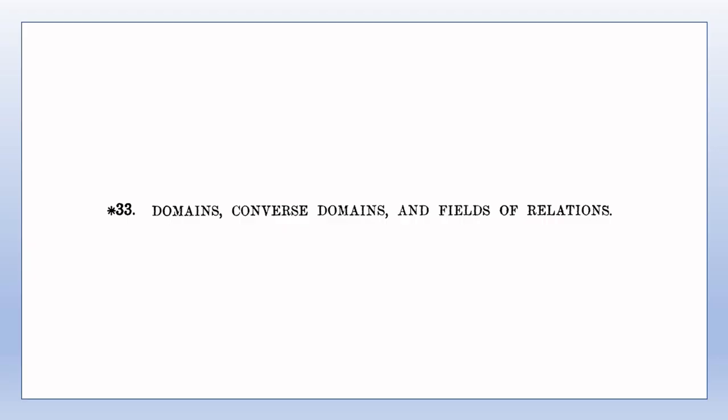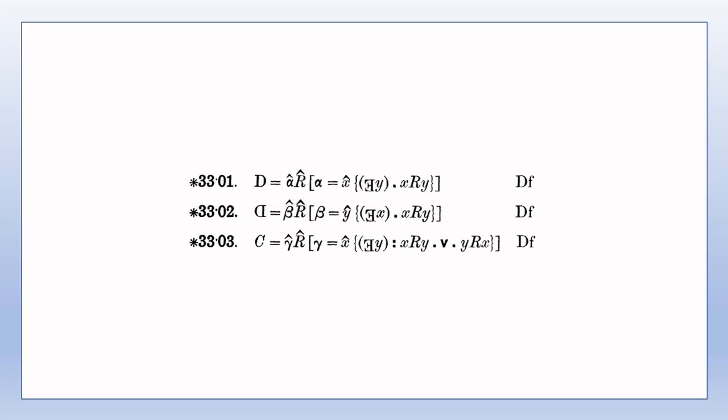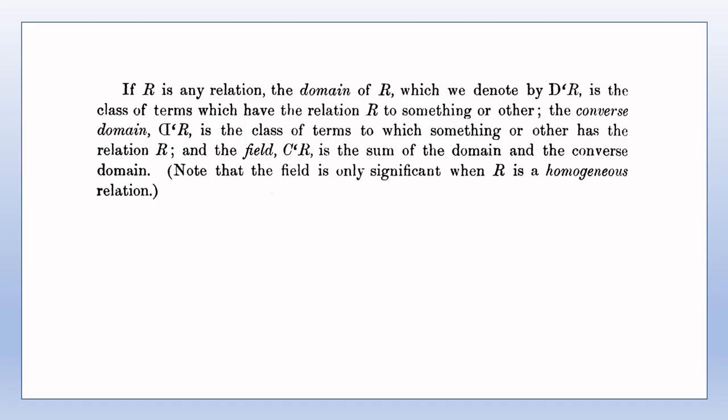The relations domain, converse domain, and field are defined in 33.01, 33.02, and 33.03 respectively. We read on page 260, if R is any relation, the domain of R, which we denote d'R, is the class of terms which have the relation R to something or other. The converse domain is the class of terms to which something or other has the relation R, and the field is the sum, that is, the logical sum, of the domain and the converse domain.